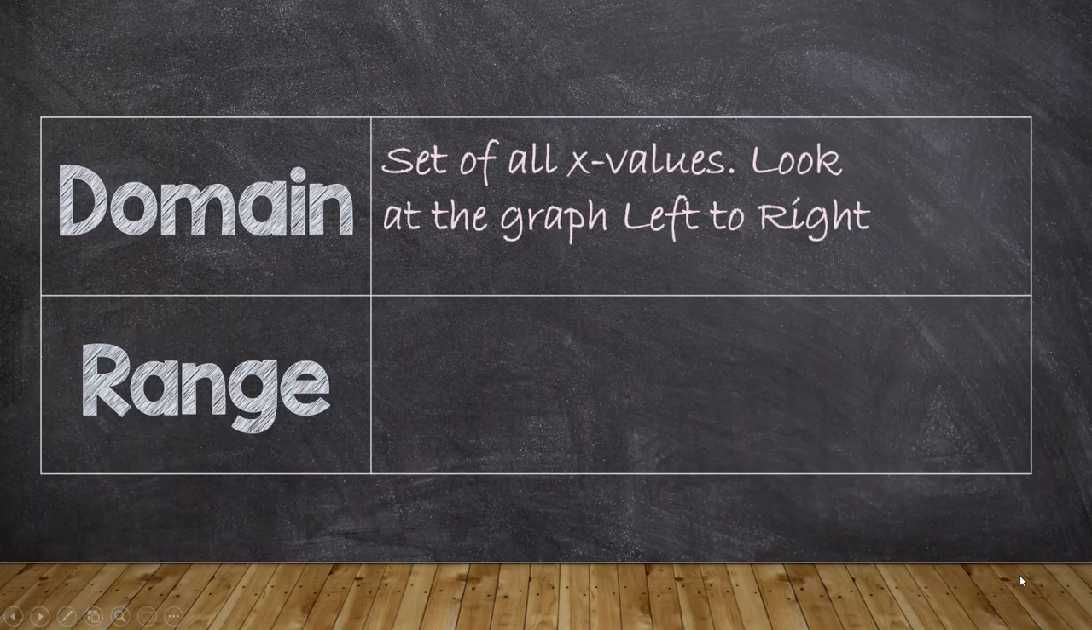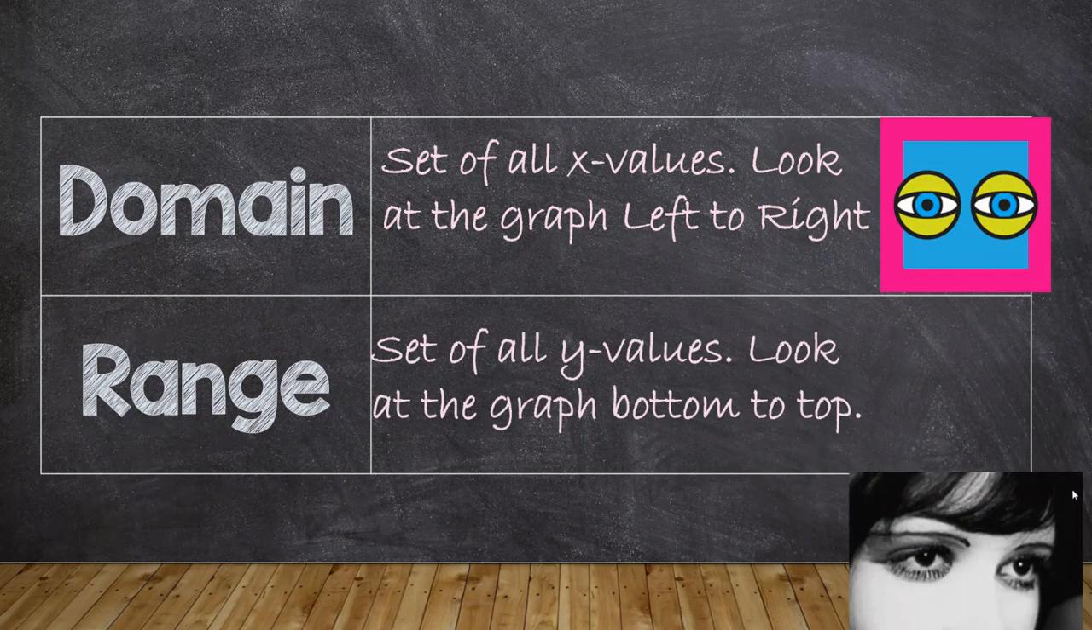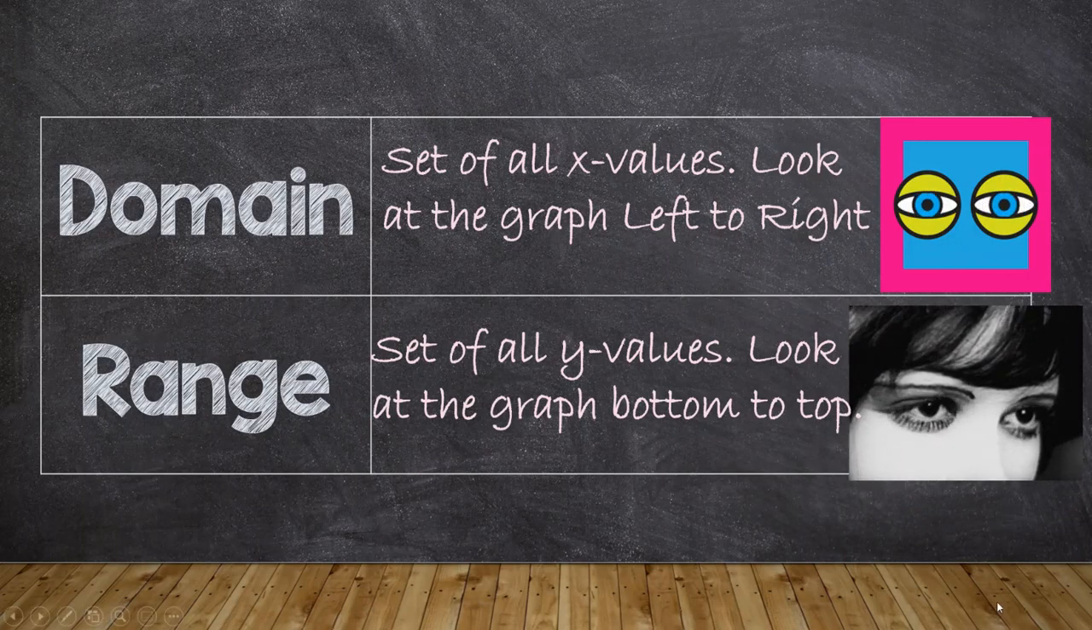Recall that domain is the set of all x values. So what this means when we're looking at a graph is you want to look at it from left to right. Range is the set of all the y values. So that means you want to look at that graph from bottom to top.